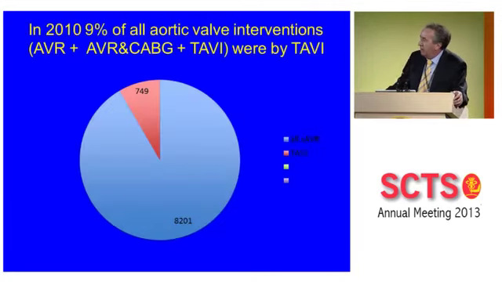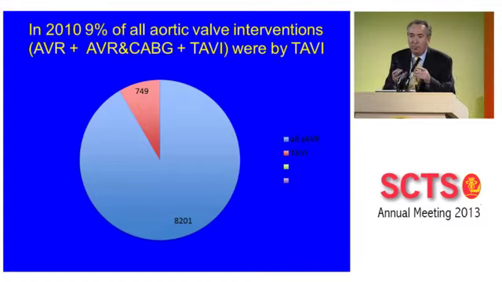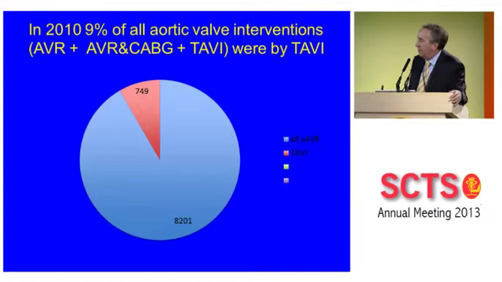By 2010, 9% of all aortic valve interventions were by TAVI in the UK. If you include that third group of AVR plus all the others, it still comes out at 7%. So a significant number of aortic valve interventions are occurring by a catheter-based approach in the UK.